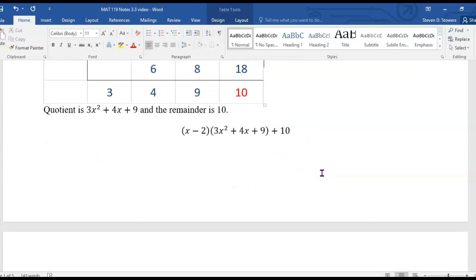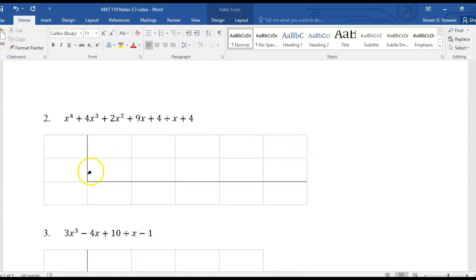Okay, let's try another example. Divide x to the 4th plus 4x to the 3rd plus 2x squared plus 9x plus 4 by x plus 4. So the coefficients of this big polynomial are 1, 4, 2, 9, 4. And this time I'm dividing by x plus a number, x plus 4. So I'm going to put -4 out in front.